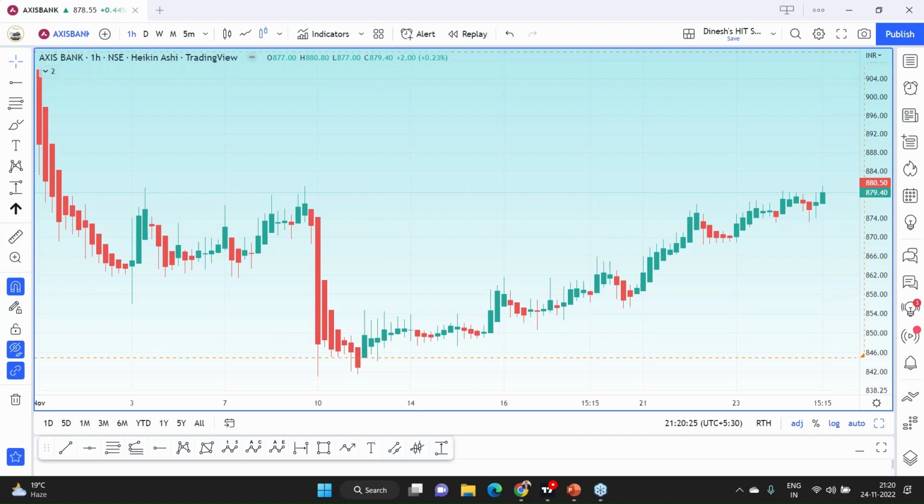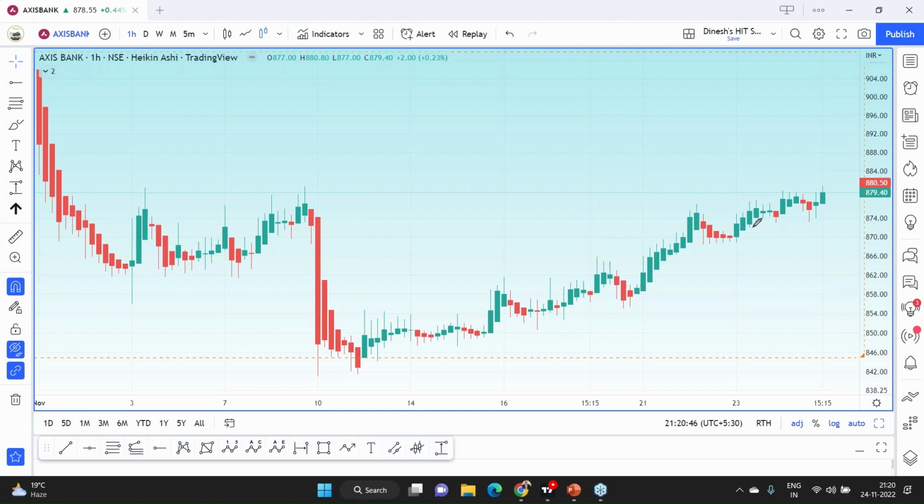Say value buying of a stock which has corrected, say oil companies, like BPCL or ONGC. You're looking at it from an investor point of view. So you're just taking the entry and you're running it on the trail. Is there a change of color? Is it working in my favor?